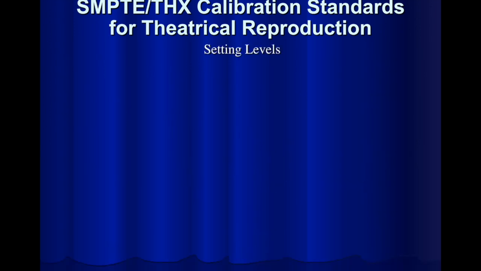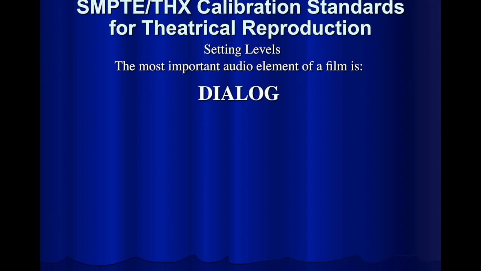Next, we're going to be setting some levels. These are kind of general guidelines for mixing for film from here on out. One thing, I think we can all agree that the most important audio element of a film is going to be dialogue. Because if you can't hear what they're yapping about, you don't know what they're yapping about. You got to be able to follow the dialogue or you won't know the plot.